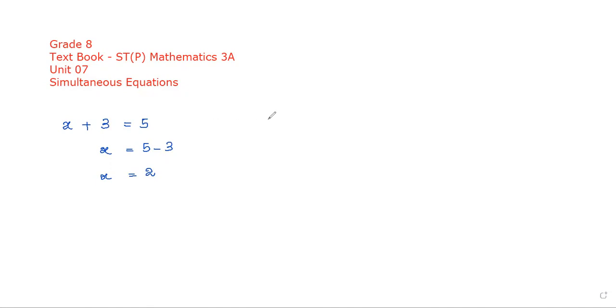In grade 7, you learned 2x plus 5 equal to, let's say, 10. So you have 2x here, then you bring that positive 5 to the other side. So then you have 2x equal to 5 and x equal to 5 over 2. These things you have learned in grade 6 and 7.